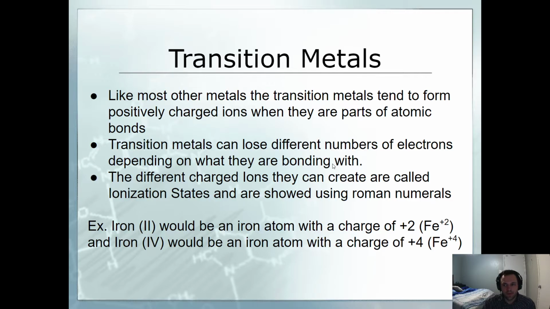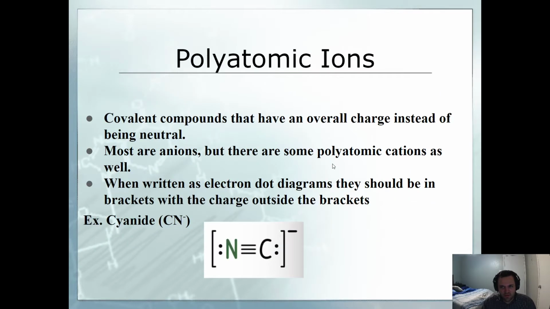Okay, so moving on from transition metals, our other big topic for today is polyatomic ions. So this is what I was talking about, kind of tying together the covalent bonding that we talked about with the electron dot diagrams with our ionic bonding. So polyatomic ions are covalent compounds that, instead of being neutral overall, have an overall charge. So they form an ion on their own, even though they are made up of covalent bonds.